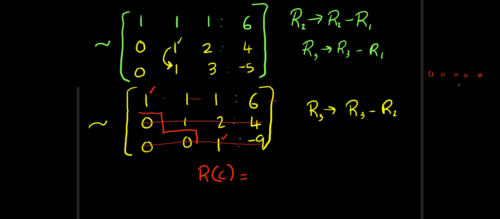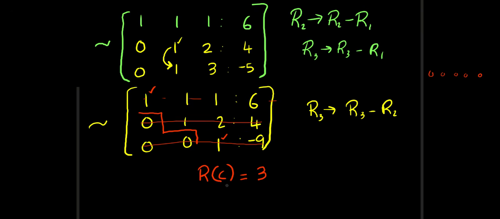So what do you mean by non-zero row? If at least one element in a row is non-zero, then that row will be called a non-zero row. So how many non-zero rows are there? Okay, 3.